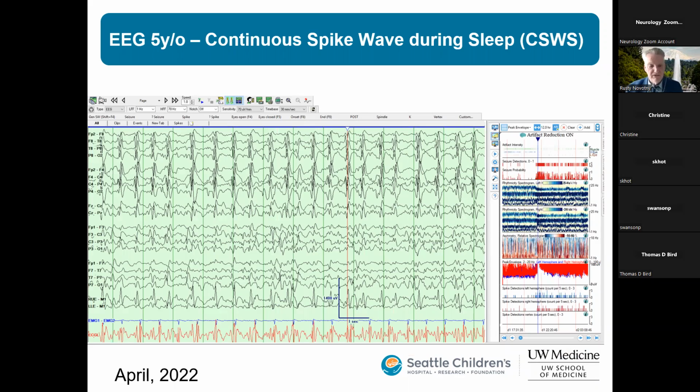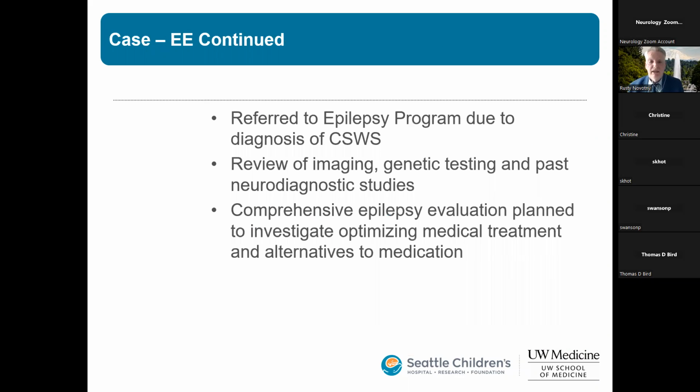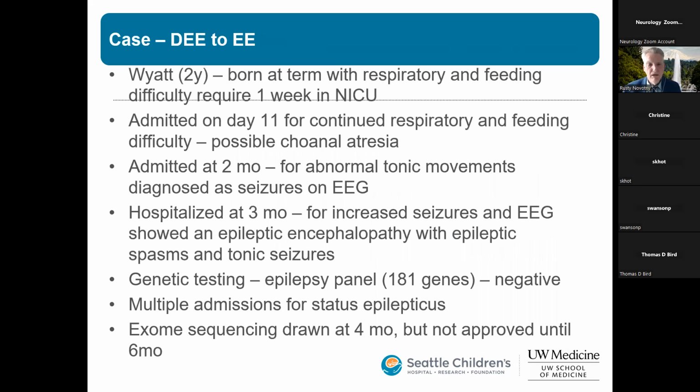And then this is even further on. He continued to have this, what sometimes is referred to as continuous spike wave during sleep. And he, again, was referred to our epilepsy program, and he had a comprehensive epilepsy evaluation, including further genetic testing that we will review. And then finally, some of these syndromes overlap and they transform from one type to another.